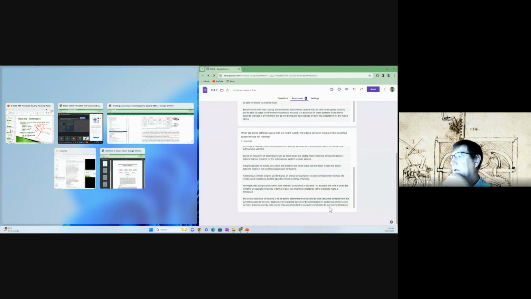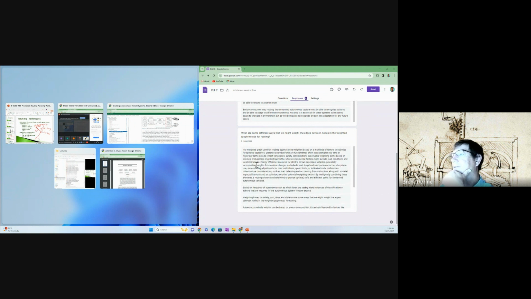Very good, very good. Energy, tolls, safety, time, distance. Maybe someone downloaded my presentation after I uploaded it because that's very similar to mine. So that's a very extensive one. But load balancing, accounting for construction, societal impacts like noise, air pollution. Very, very good.